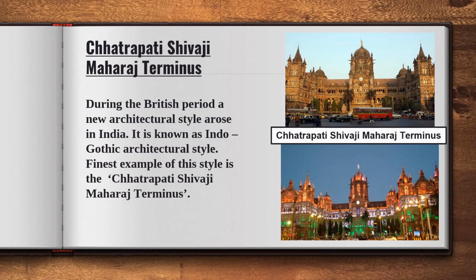During the British period, a new architectural style arose in India. It is known as the Indo-Gothic architectural style. The Indo-Gothic style of architecture was developed by the British in British India in the late 19th century. This style of architecture was a combination of native Indo-Islamic architecture with the Gothic revival style of Victorian Britain.